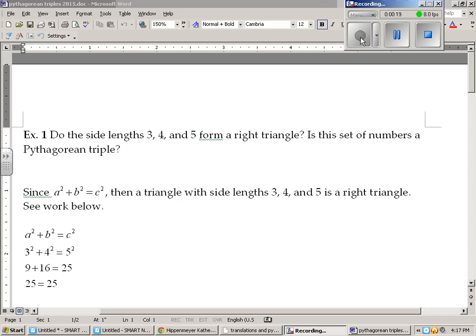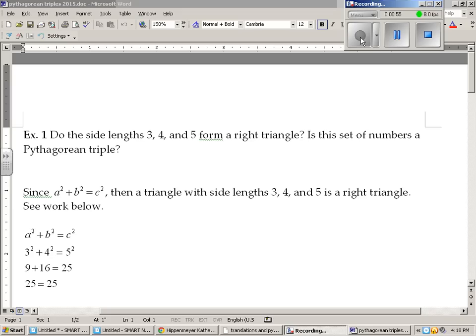The question is, do the side lengths 3, 4, and 5 form a right triangle? Is this set of numbers a Pythagorean triple? So the Pythagorean theorem backwards, the converse, would be: if we find that a squared plus b squared equals c squared, then it must be a right triangle. When you say it forwards, like the normal Pythagorean theorem, we would just say, if you have a right triangle, then a squared plus b squared is equal to c squared. Put simply. So let's look at this example, 3, 4, and 5.